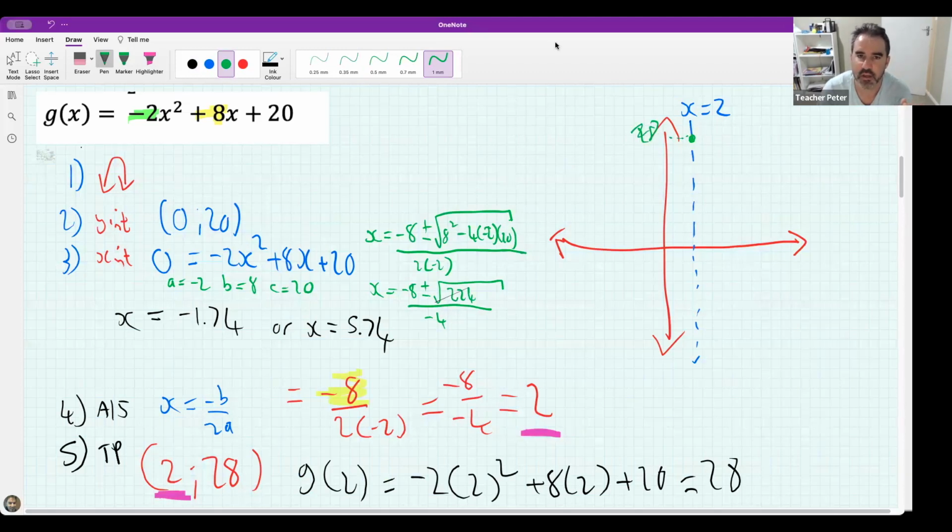Okay. So let me try and draw the rest of this graph. What are the important bits? Well, I know that there's a y-intercept at 20, and that is below the 28 for the turning point. There's an x-intercept at minus 1.74, and there's also one on this side. Well, let's see if we can fit. Is it an unhappy graph? It is an unhappy graph.